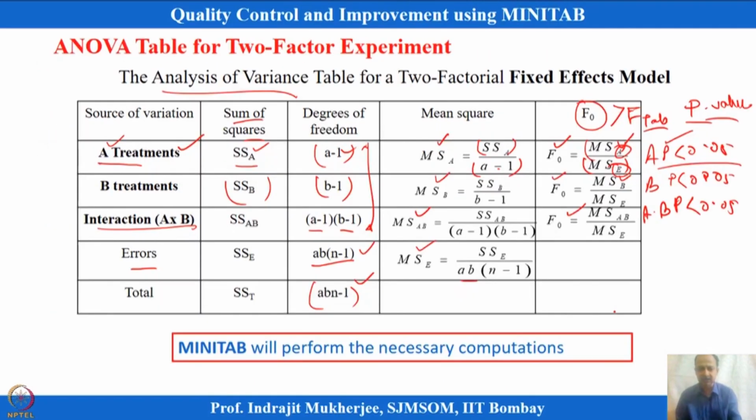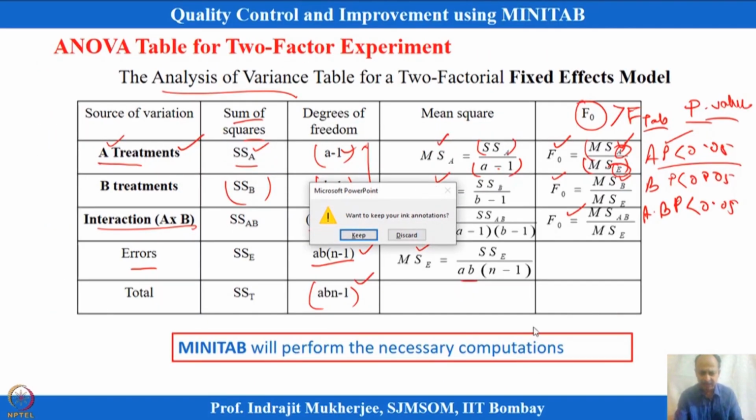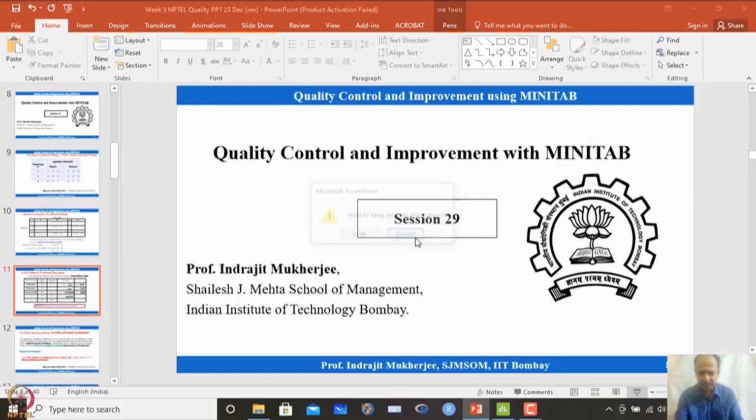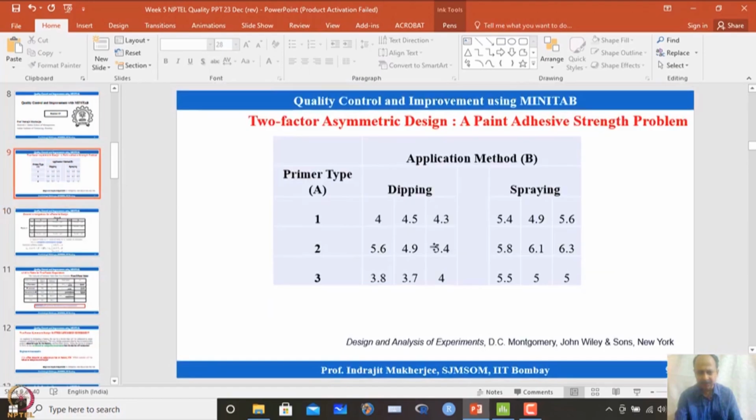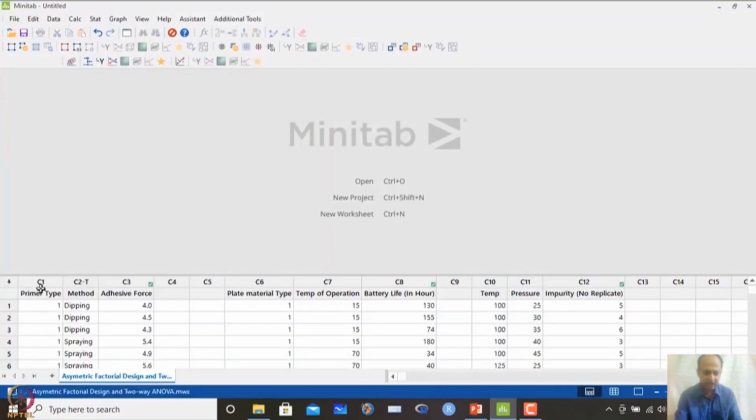So, let us see the examples that we have taken, and see how to analyze the data and represent the data in MINITAB. I am taking the same example with primer type and dipping and spraying method. The data is located in columns C1, C2 and C3 on this screen: primer type, methods and adhesive force, and this experiment was carried out. So, how to analyze this?